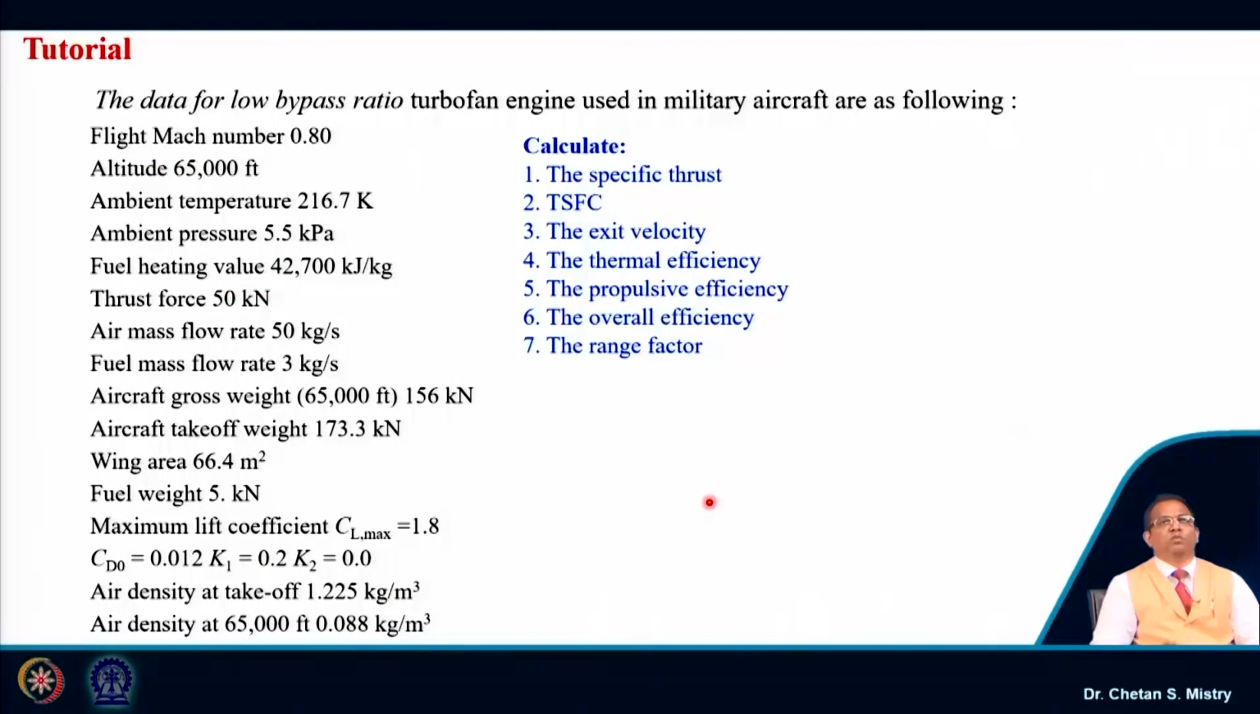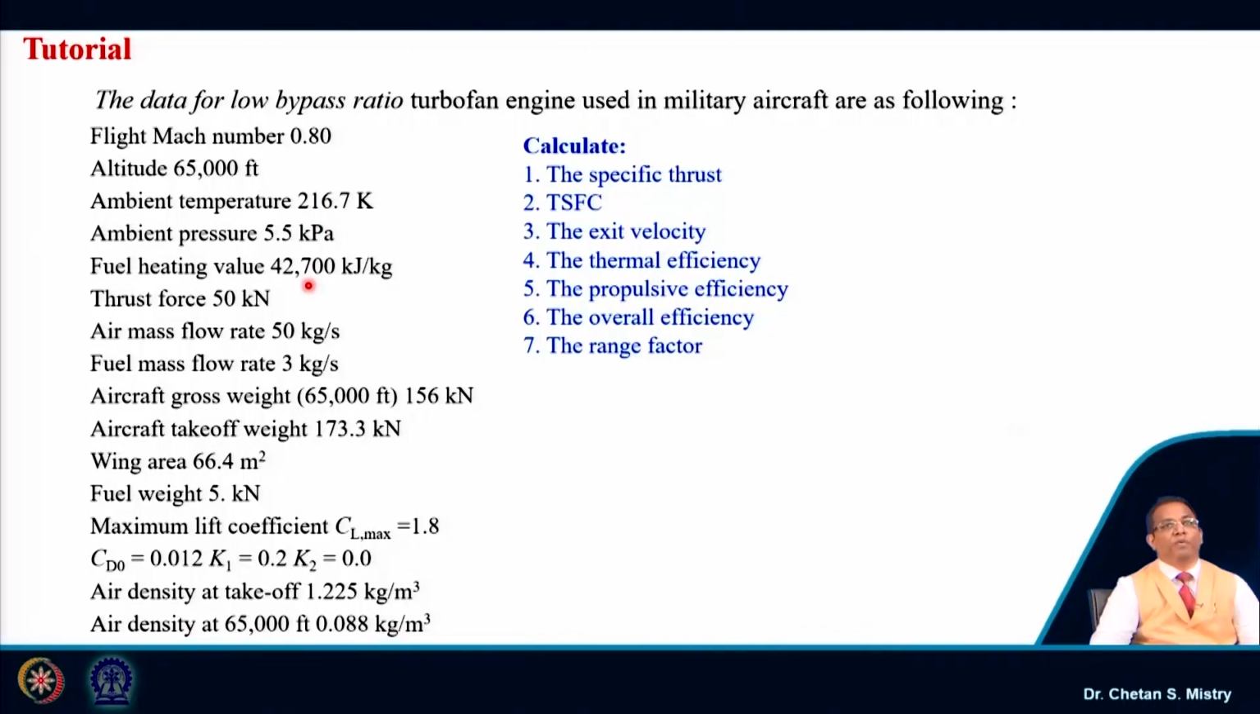Now let's try to solve a numerical, which will build confidence for you in terms of calculation of all the performance parameters we have discussed. Here is data available for a low bypass ratio military engine. The flight Mach number is 0.8, the altitude is 65,000 feet, the ambient air temperature is 216.7, and the ambient pressure is 5.5 kilopascal. Just understand that this pressure and temperature are related to my altitude.